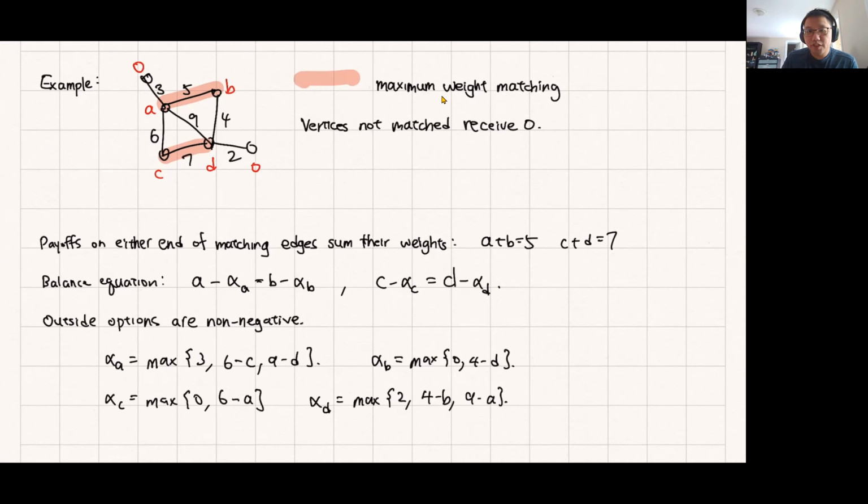Okay, so far so good. Those are just from the definitions. But here's the question. Here's the problem. This is not a linear function, right? If we treat these outside options as variables, the max is not a linear function. It's dependent on C and D. It jumps around.